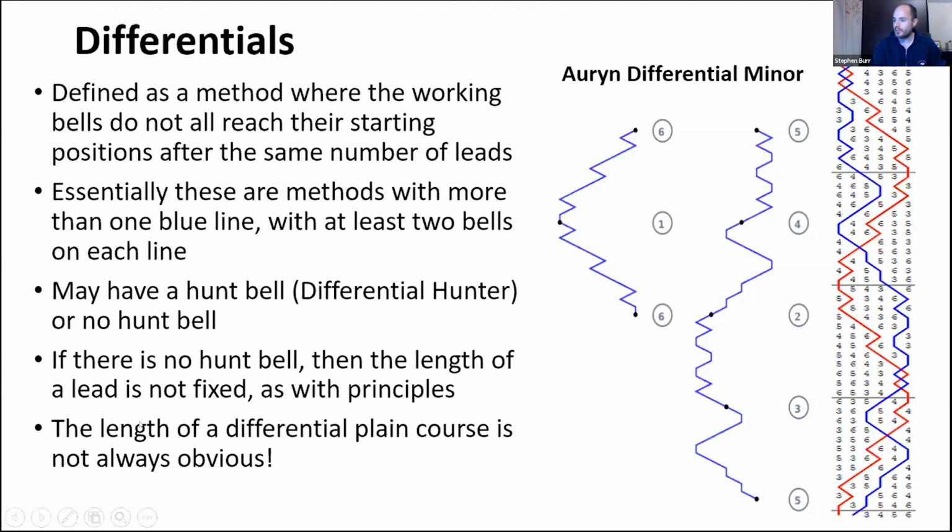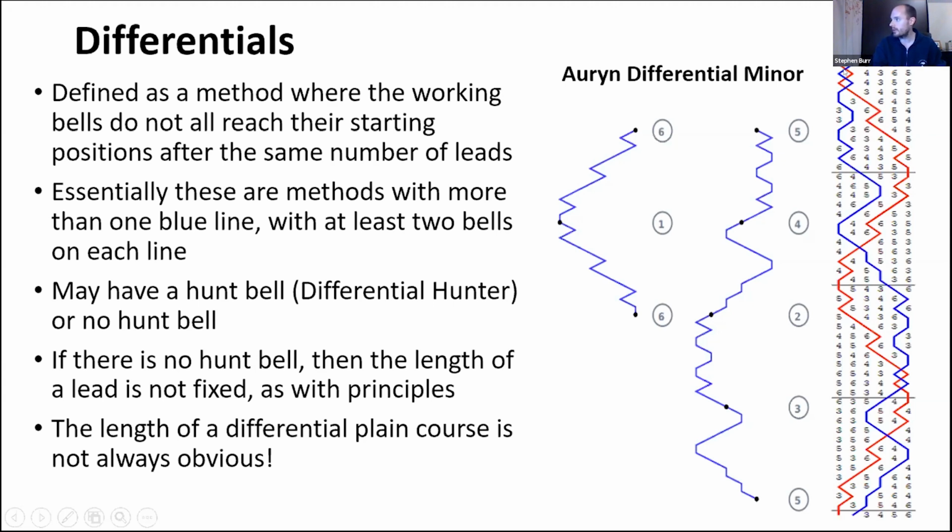And perhaps the most interesting aspect of these methods is that the length of a plain course is not always obvious. So I've got an example on 6 bells on the right here. Now, I don't know really how to pronounce this, Orin or Orin, Differential Minor. Now, at first glance, you may think that this is just a treble dodging hunter method. You see the red line here follows exactly the treble bob hunting path. But if you look here at the lines split apart, you can see that actually on this red path, we have two bells. We have the 6 and the 1.